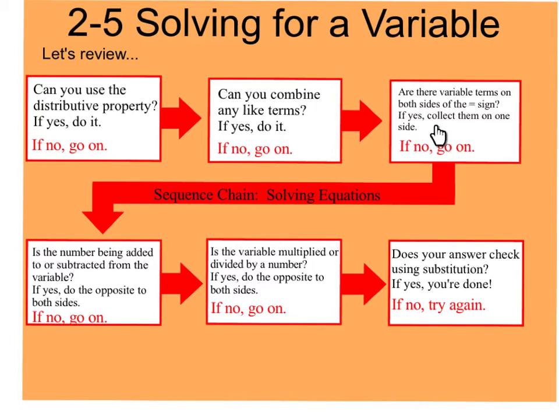Are there variables on both sides? If there are variables on both sides, you have to move them all to one side. Then, once you do all of this simplifying, then you can do order of operations backwards, which is usually add or subtract, then multiply, divide, and then check your answer to make sure it works.